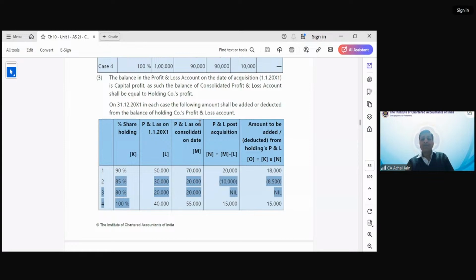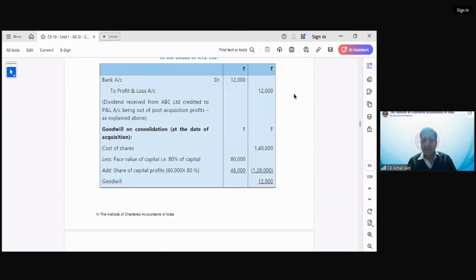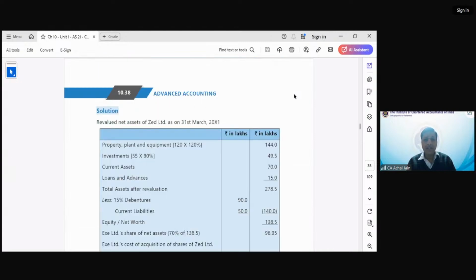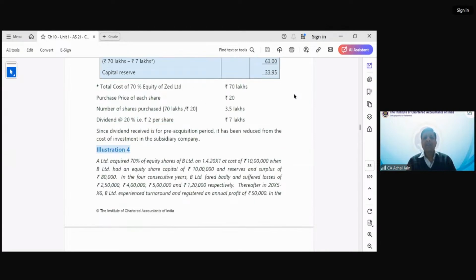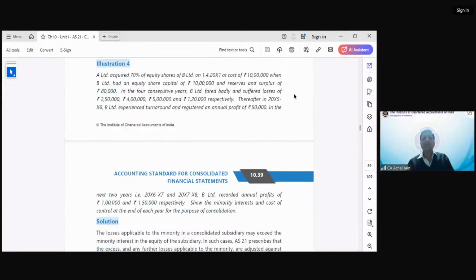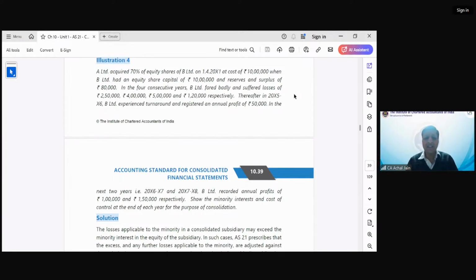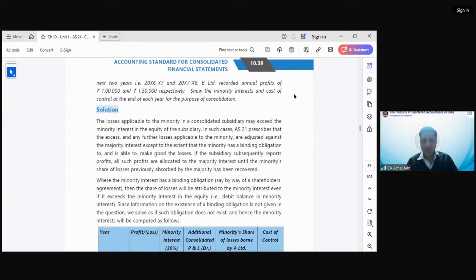So we are going to continue on this very concept about the minority. That's why I'll just pick up this question 4. Because in this question, again, our calculations and computations are not going to change. But there's one more aspect about the minority that you will get to know. So let me quickly discuss that concept and then I'll come back to this question.